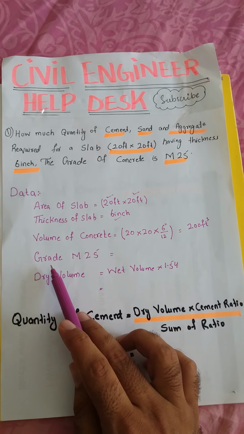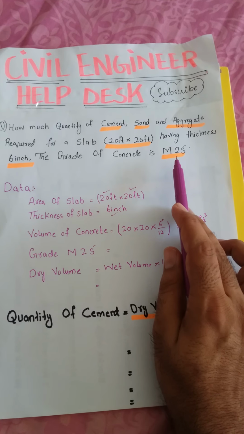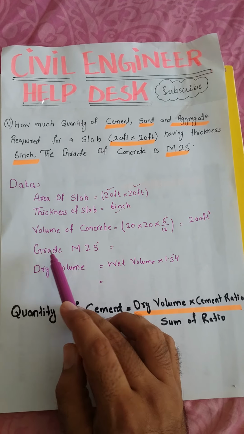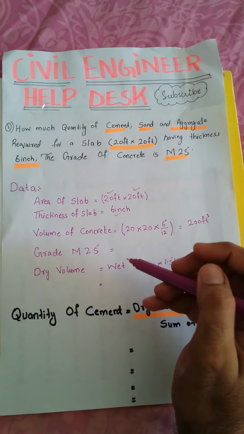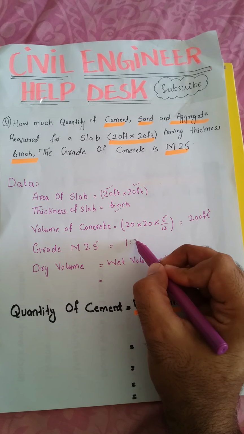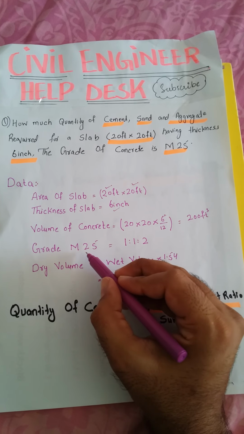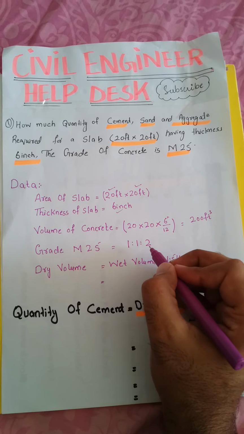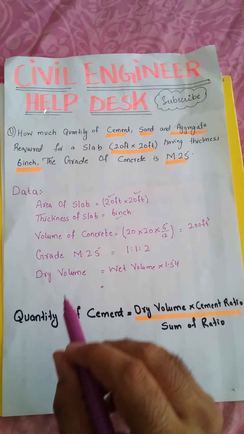Now in the question the grade of concrete is given as M25. So the grade of concrete is M25, which means 1:1:2. M25 ratio is 1:1:2. It is very important for further calculation.